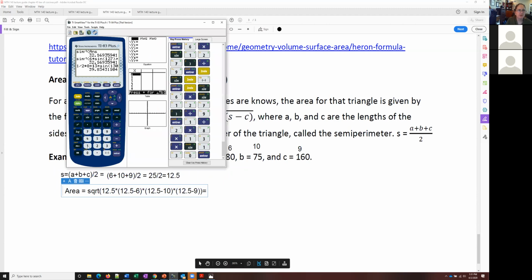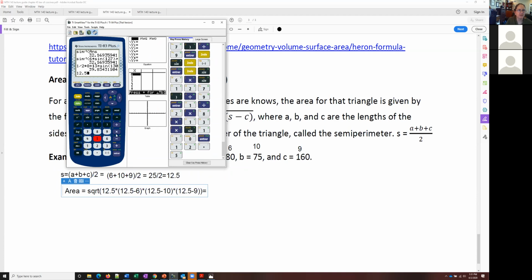So we're going to do 12.5 times 12.5 minus 6 times, I know 12.5 minus 10 is just 2.5, and then 12.5 minus 9 is 3.5. So I'm going to be doing the square root of 710-ish. So the square root of that answer. And that comes out to be close to 26.66.